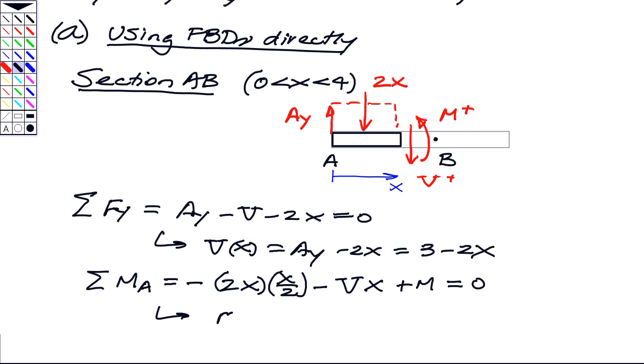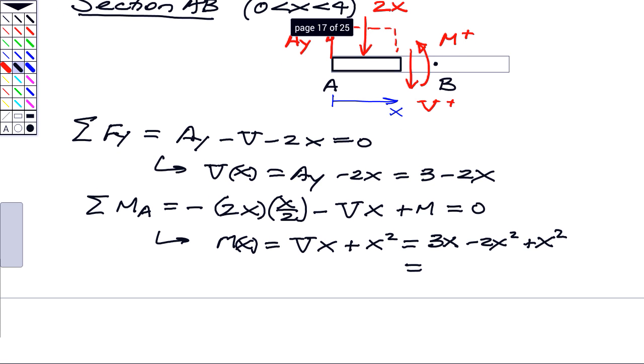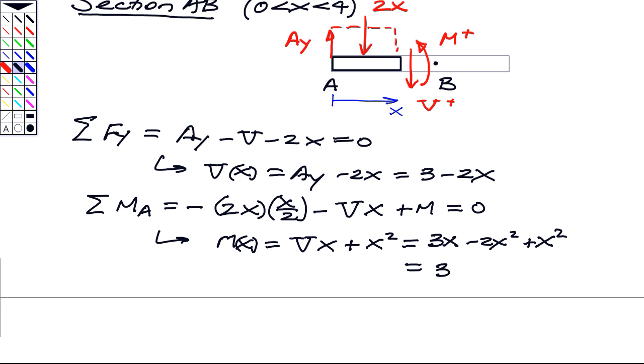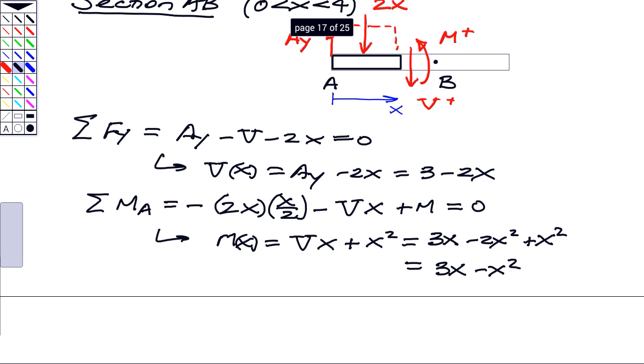So in the end, the bending moment M will be equal to V times x, whatever we got, plus x squared. V of x is equal to 3x minus 2x squared. Add on the x squared. So the bending moment is 3x minus x squared. I'm sorry, I said that wrong. So that's what we have in section AB.